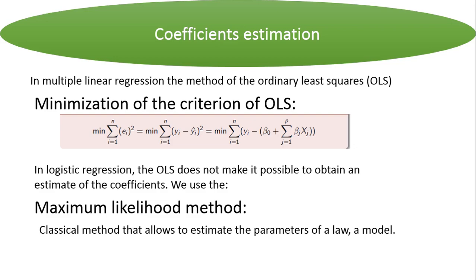So in logistic regression we will use a classical method, maximum likelihood. That is a method that allows us to estimate a parameter of a law or a model. So we use the maximum likelihood method in order to estimate parameters, and we will come back to this method in a second.